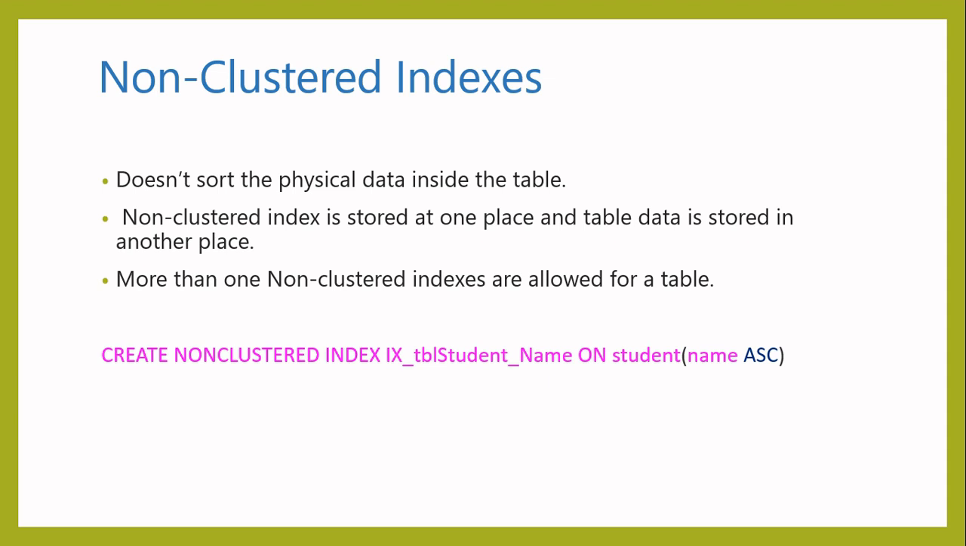More than one non-cluster index is allowed for a table, which means you can create more than one non-cluster index for a table. There is a syntax for creating a non-cluster index manually. We have to keep in mind that the database server won't create a non-cluster index automatically. You have to create a non-cluster index manually. That is the default option. So: create non-cluster index, index name, on table name, then the column that will be used for creation of the non-cluster index, and the order, whether ascending or descending.